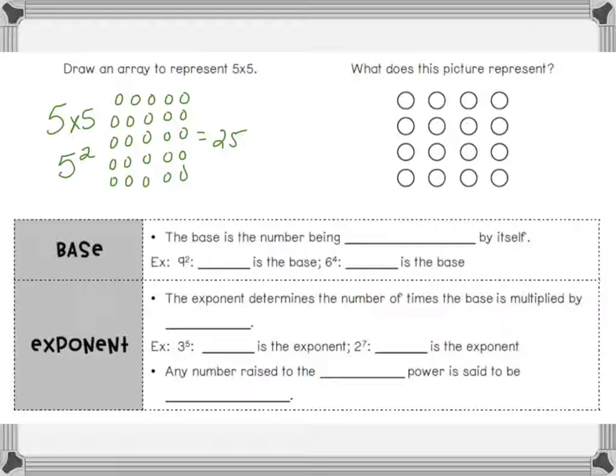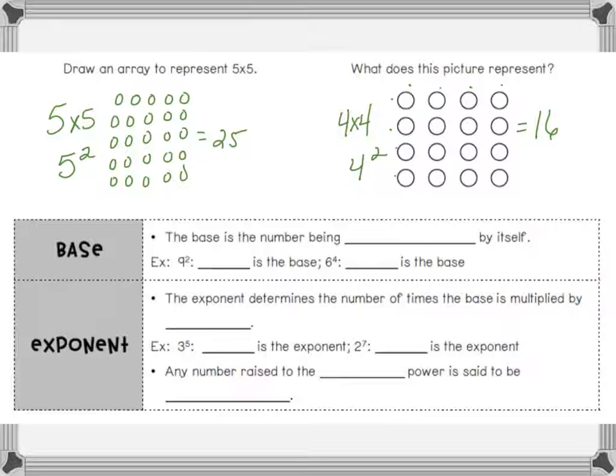In this next picture, we have another array. We've got 1, 2, 3, 4 items in 1, 2, 3, 4 rows. So this would be a 4 by 4 array. So we know that there's a total of 16 circles in this array. And since it's a 4 by 4, this is what we would call 4 squared.